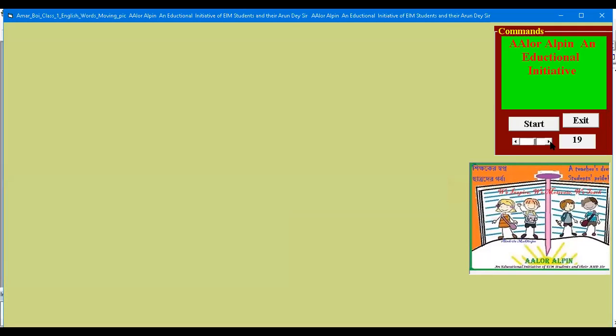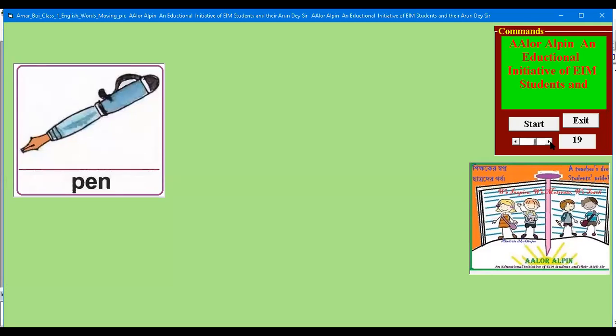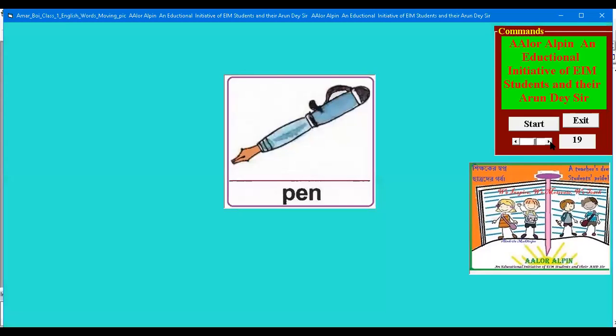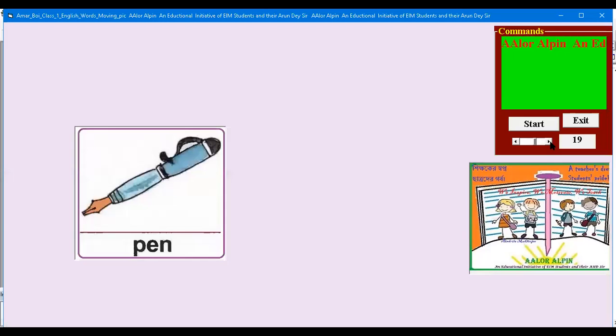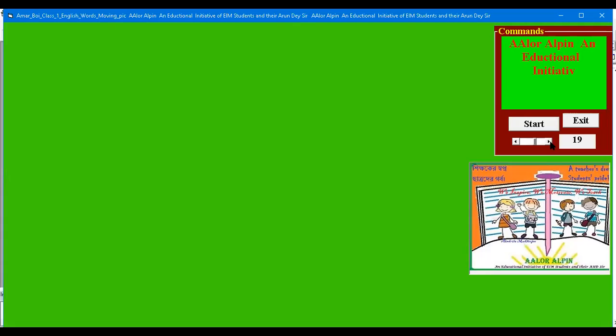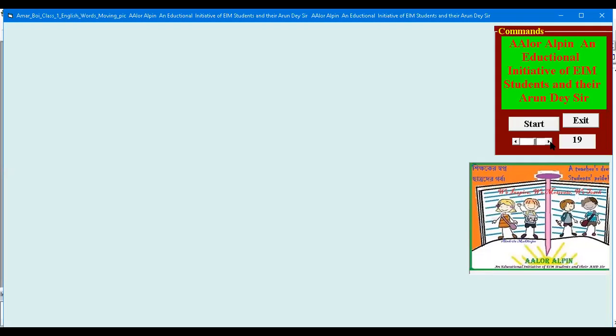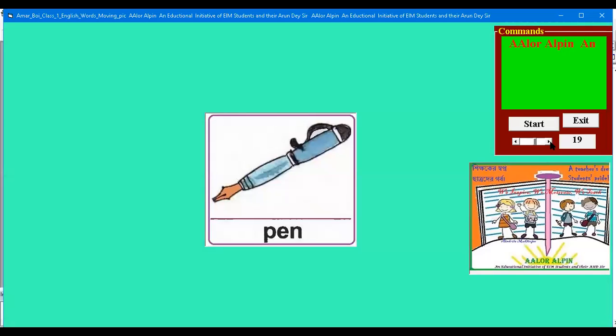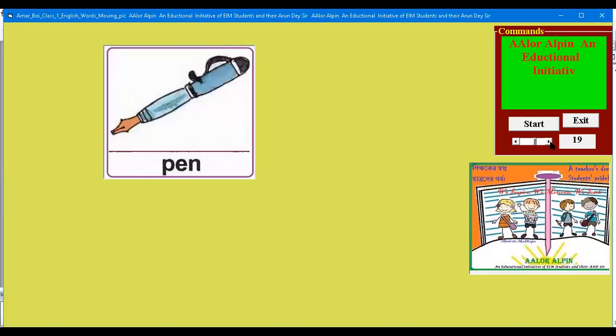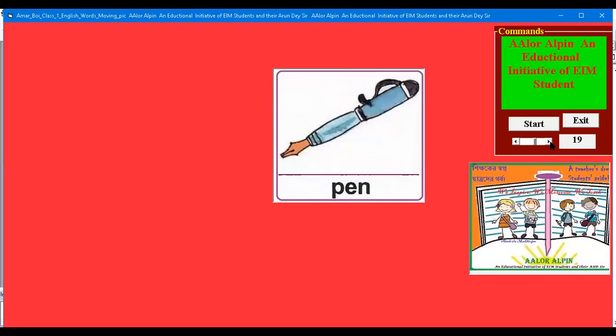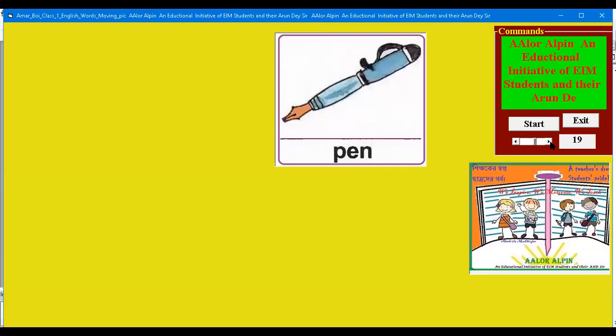I have two pens. This is a blue pen. Pen. This is a pen. This is a blue pen. Blue pen.